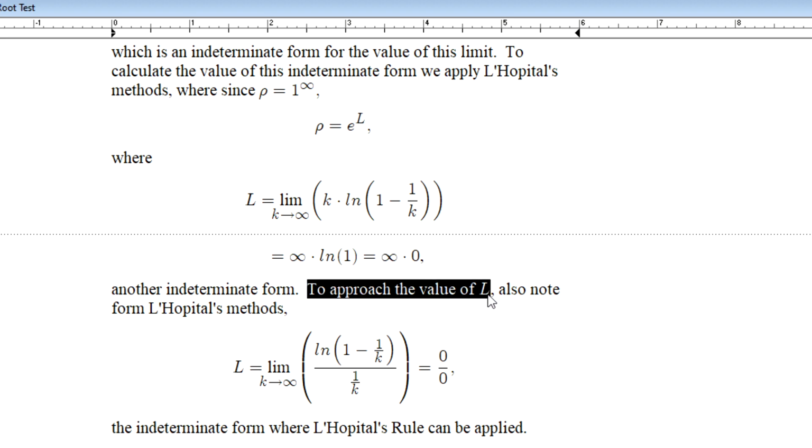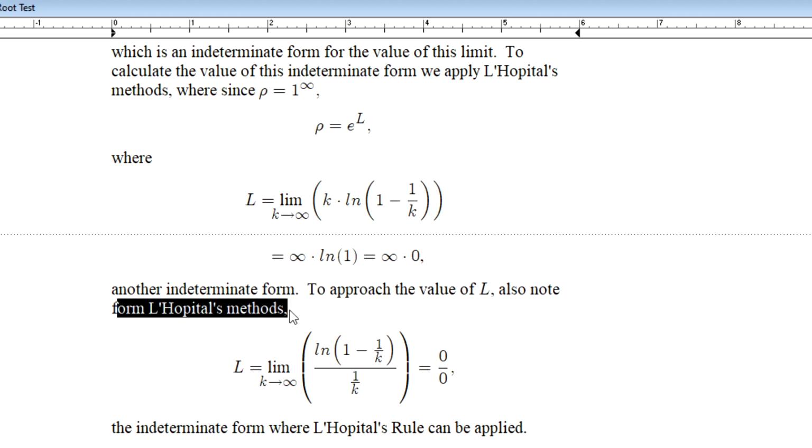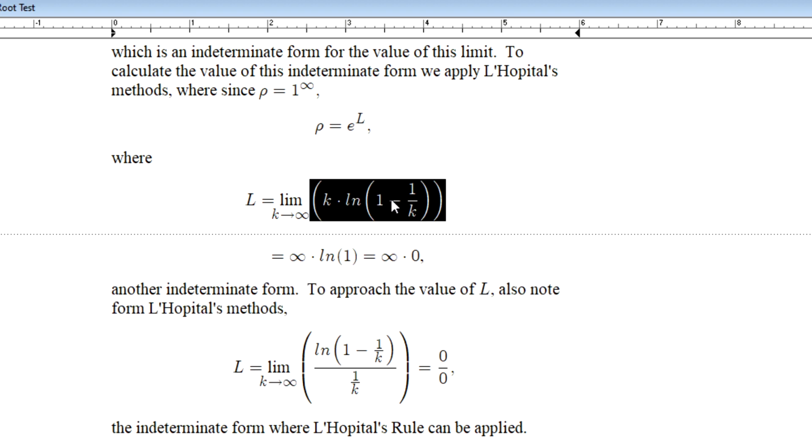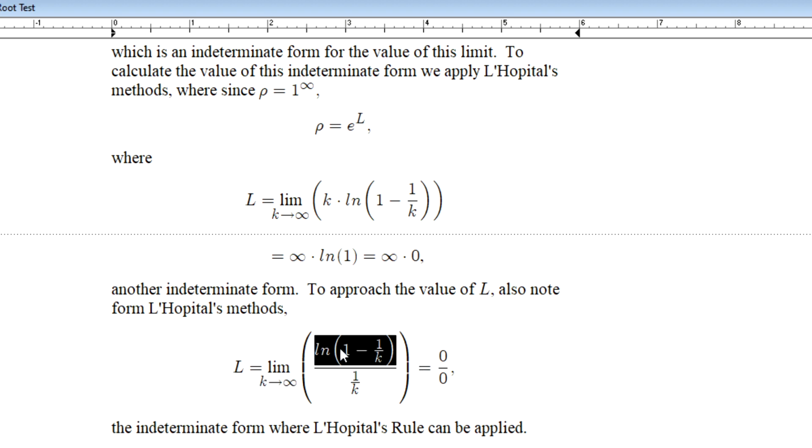And to approach the value of L then, from more L'Hopital's method, I want to consider rewriting the argument of this limit so that it produces a result where I can apply the rule. And here I can do that by defining this natural logarithmic argument factor by the reciprocal of k, 1 over k. Now when I evaluate the limit of this as k heads to infinity, again, this numerator becomes 0, but our denominator also heads to 0. Where in the indeterminate form 0 over 0, we can apply what's called L'Hopital's rule.